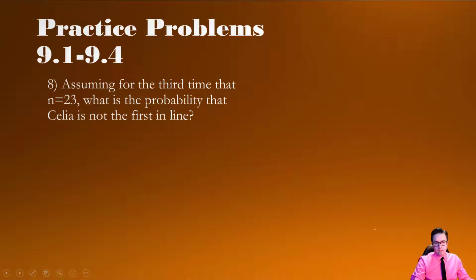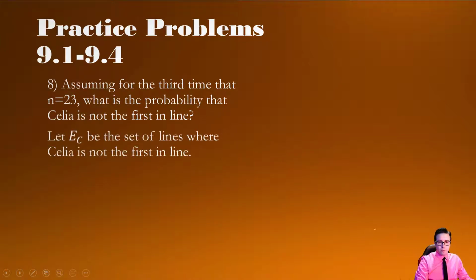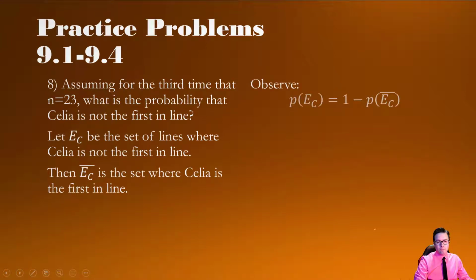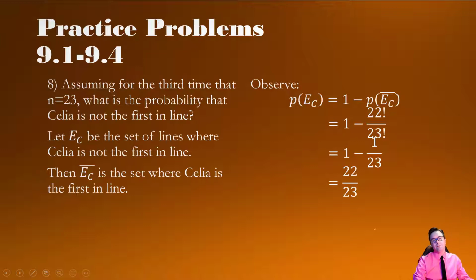All right, so for number 8, it wants to know the probability that Celia was not the first in line. So the idea is, if we think about it, Celia is either in the front of the line or she's not, right? There's no other option. So if we use our understanding of complements, we can find the probability that she is not in the front of the line, right? Because we know the probability that she is in the front of the line is 1 over 23. So if we subtract that value from 1, we get 22 over 23. And that's the probability she is not in the front of the line.